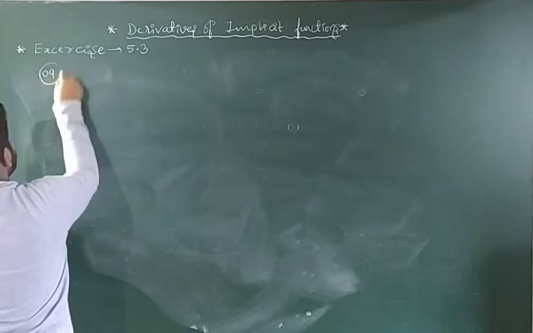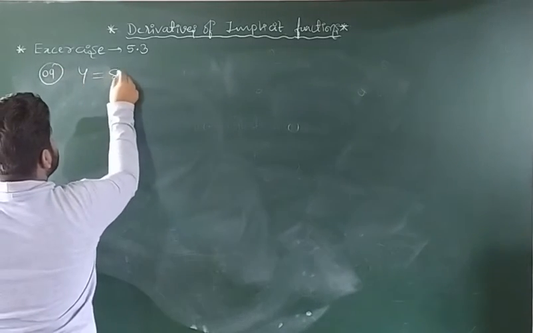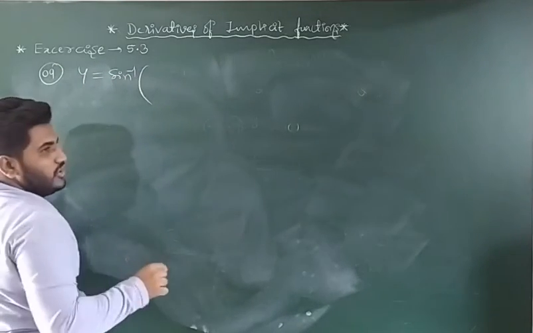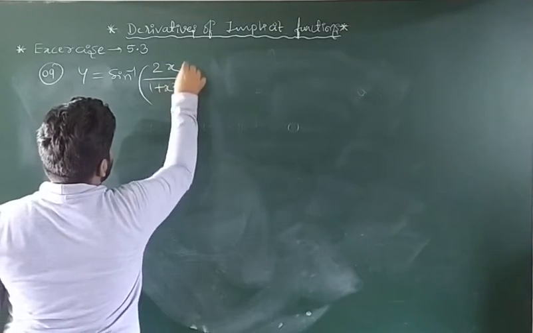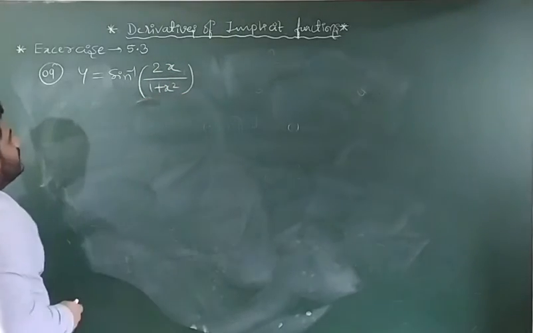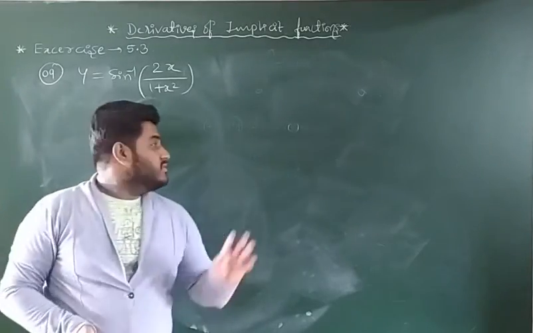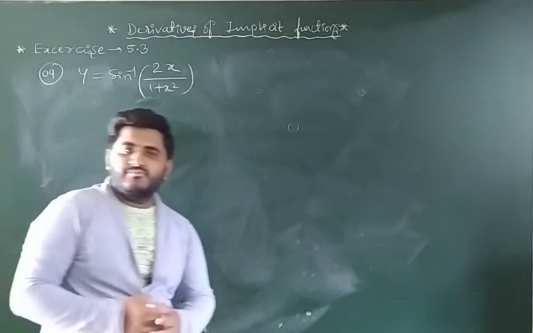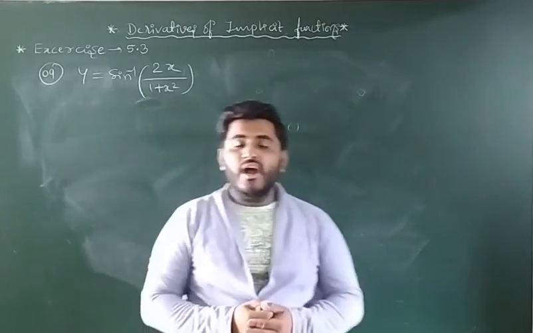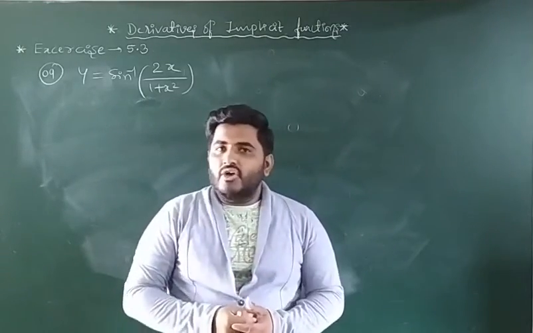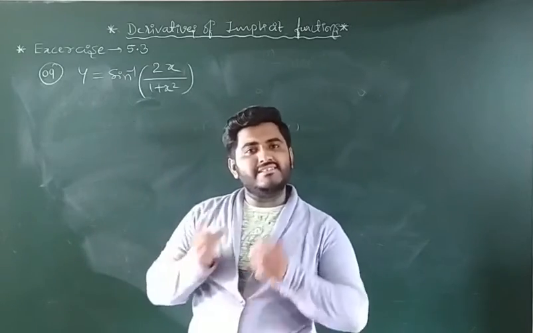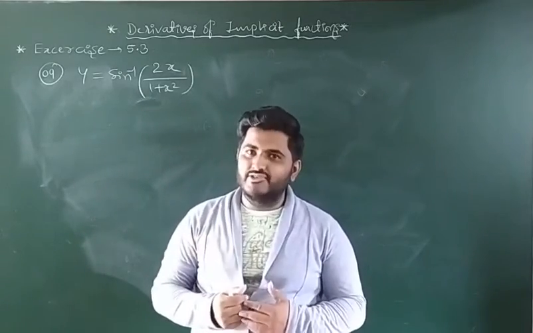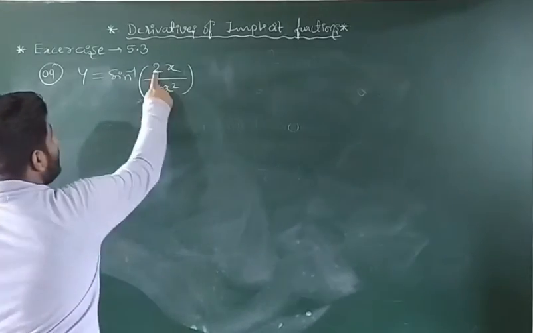Question number 9 is y equal to sin inverse of 2x divided by 1 plus x square. So carefully see here, guys. When such type of questions come, we have to think of a substitution method. In place of x, we should substitute something so that we can get a standard form and we can cancel each other. Carefully see here, 2x is there.